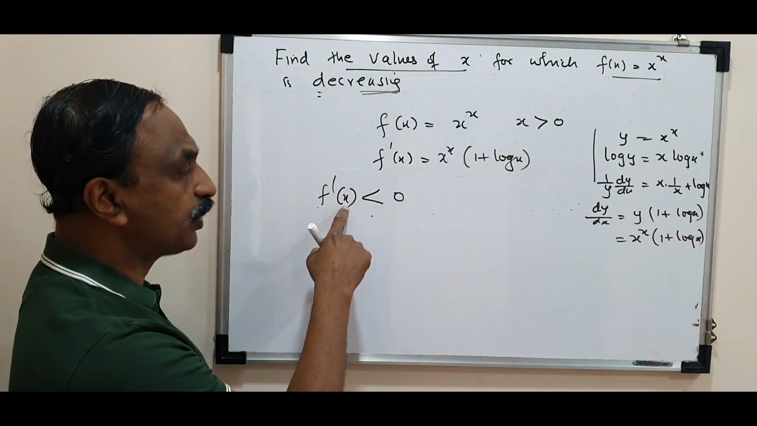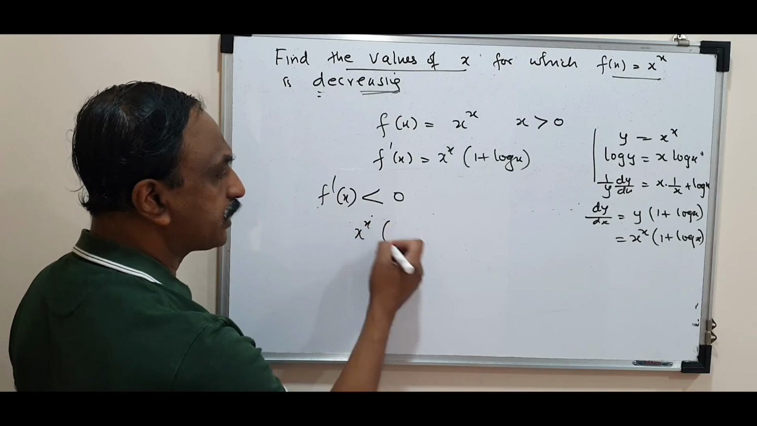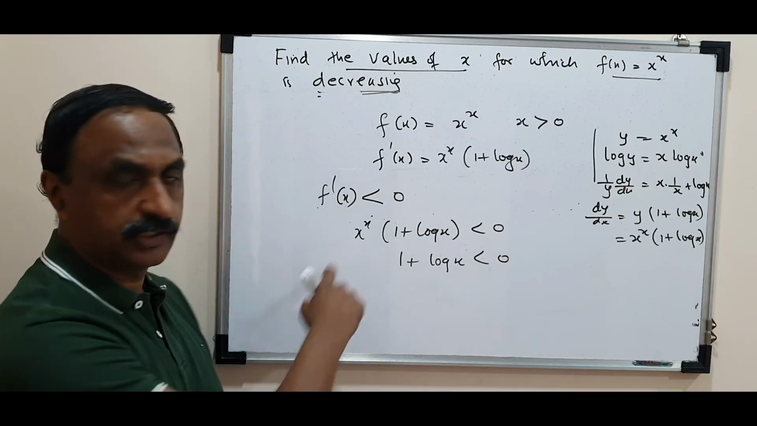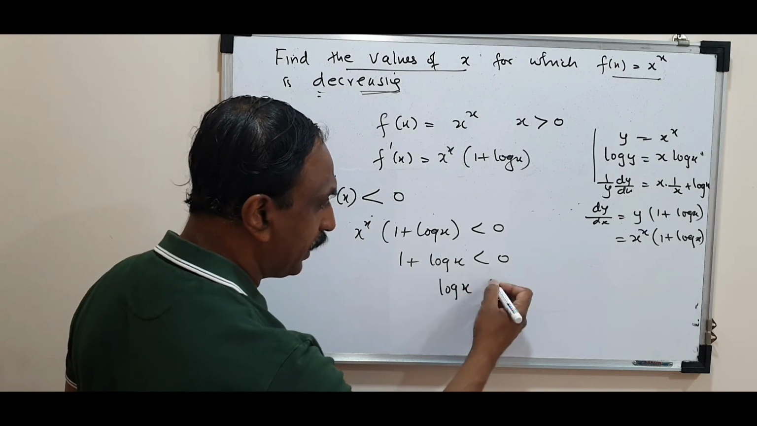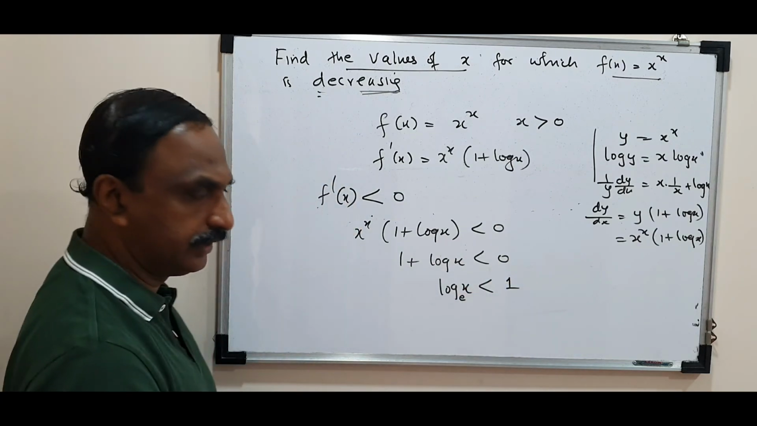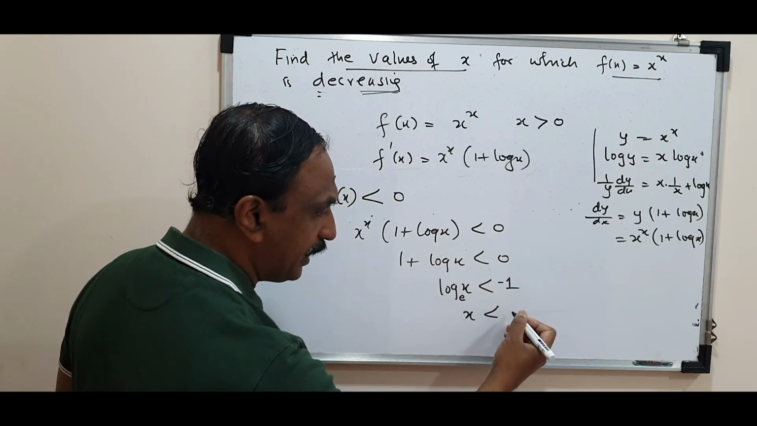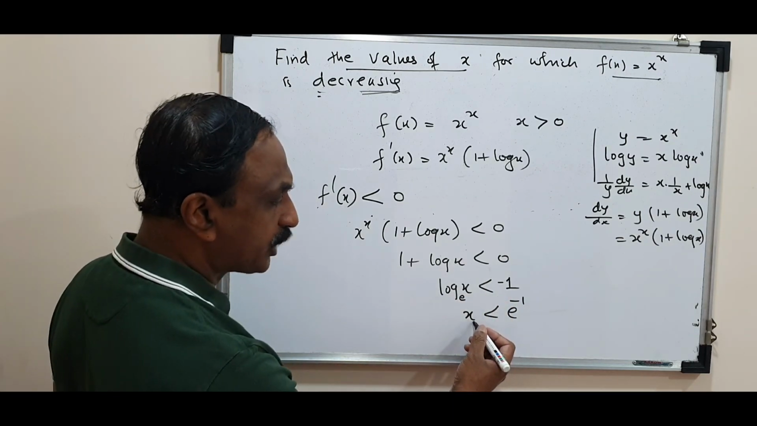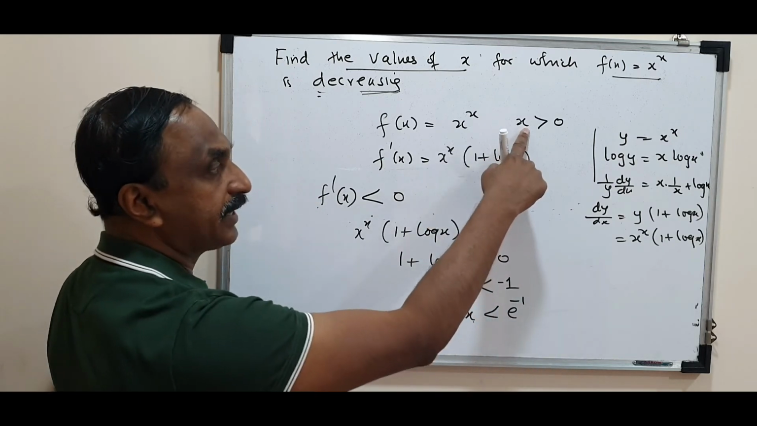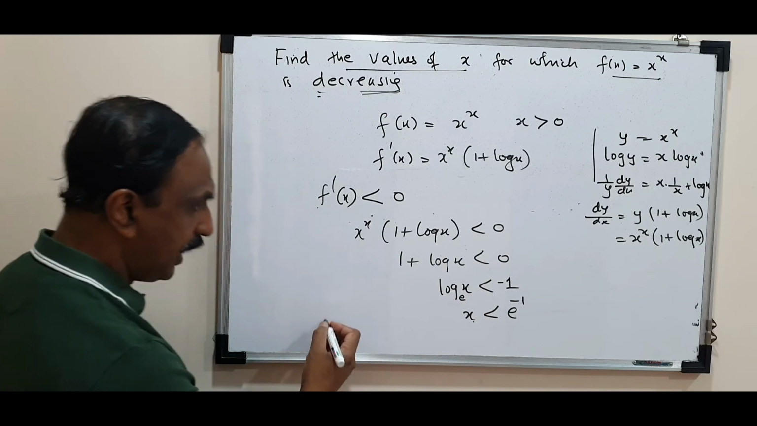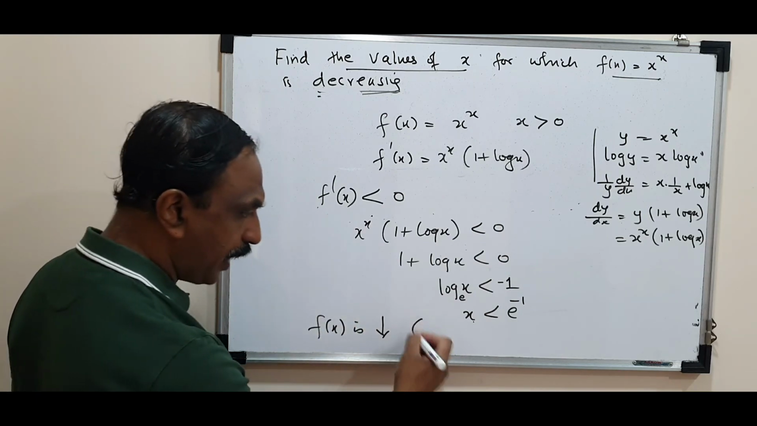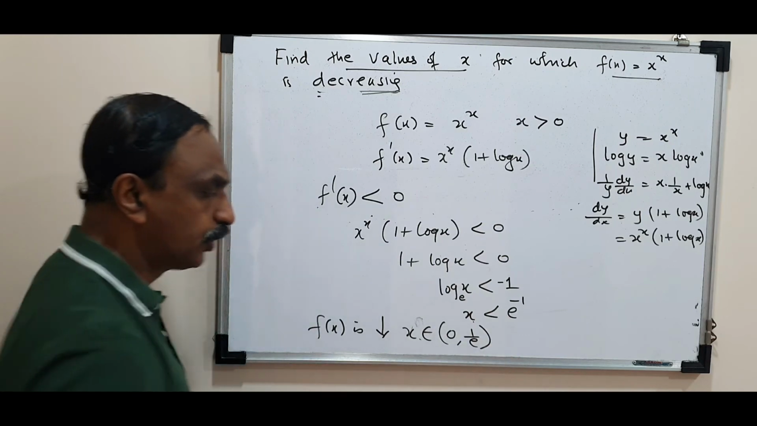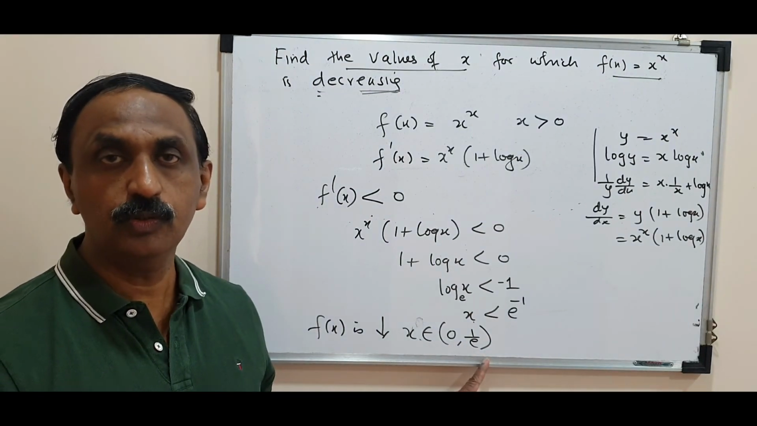So I have to find out for what values of x the derivative becomes less than 0. That is x raised to x into 1 plus log x is less than 0. So 1 plus log x is less than 0 because x raised to x is always positive. So log x should be less than minus 1. Base of the log is e. So x should be less than e raised to minus 1. The base of the log goes to the base of the right hand side. So I can say x value should be less than 1 by e. And we know that x is greater than 0. So my conclusion is f of x is decreasing when x belongs to 0 to 1 by e. So the function is decreasing in the interval 0 to 1 by e.